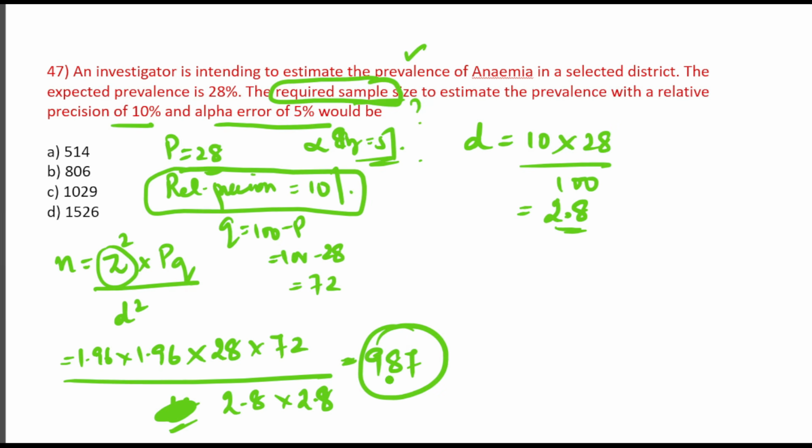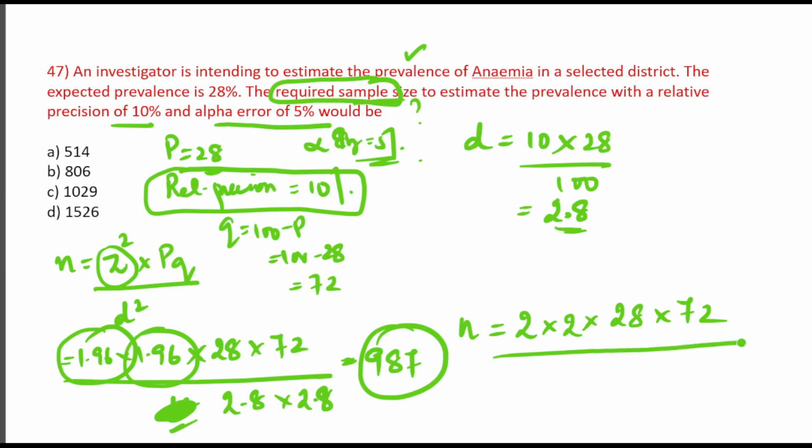So what will you do in such scenarios? What we can do is, you will change this 1.96 into approximately 2. Now let us do this by changing from 1.96 to 2. So N is equal to 2 into 2 into 28 into 72 by 2.8 into 2.8. Okay. Now let us calculate. Now this will exactly come to 1029. So here is the answer.